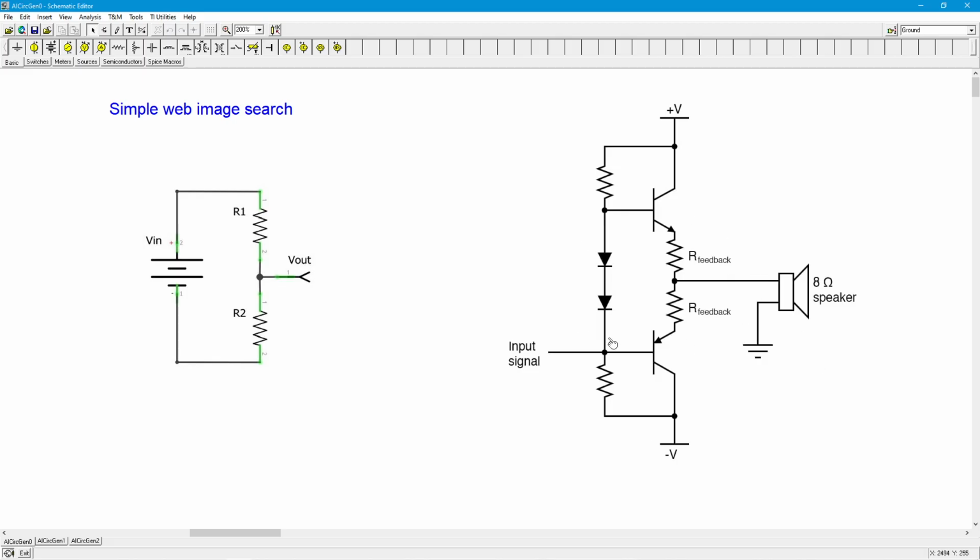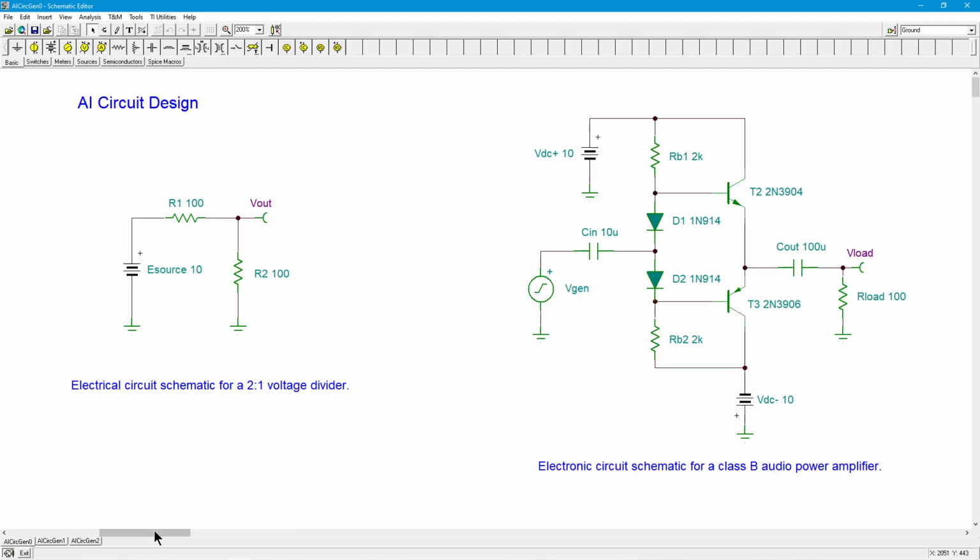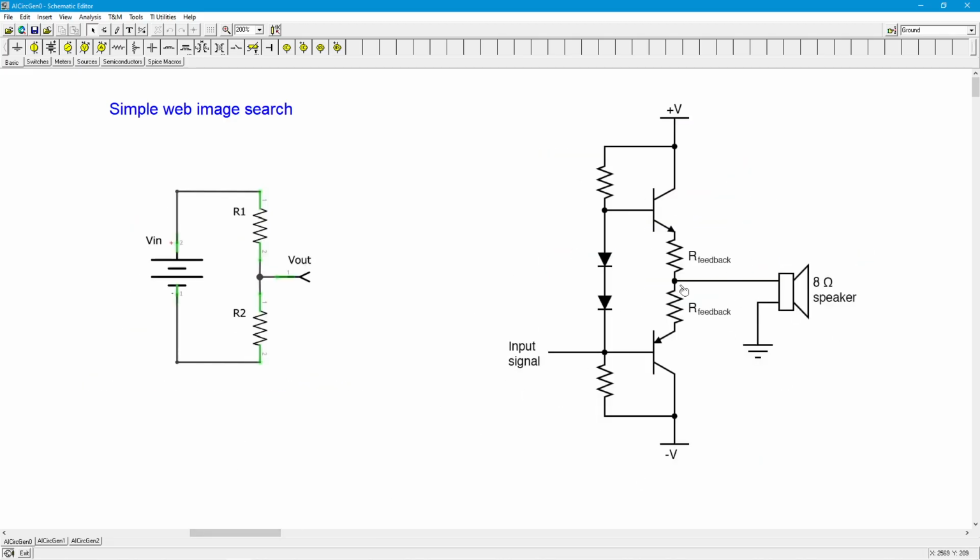So let's go over, remember this one, the prompt I used on that was electronic circuit schematic for a Class B audio power amplifier. That was my DuckDuckGo search. Image search got me this. So let's go see what the AI people give us. Remember, they've probably seen a gazillion of these things.